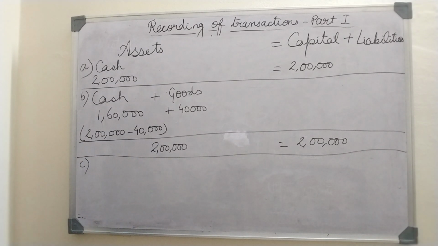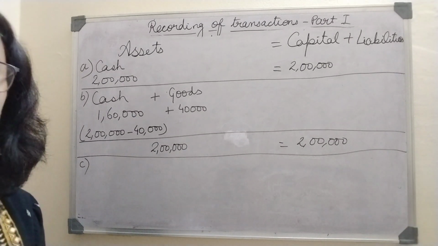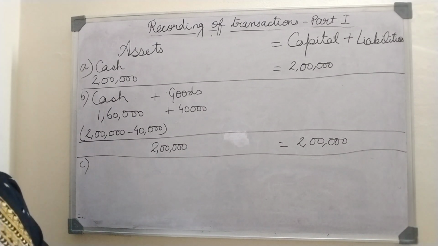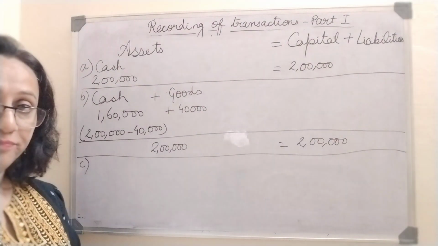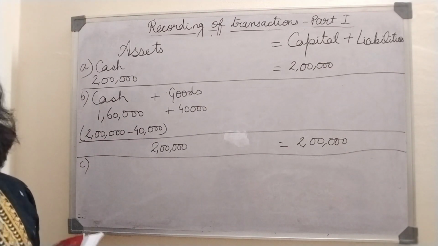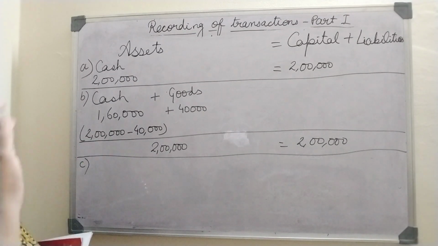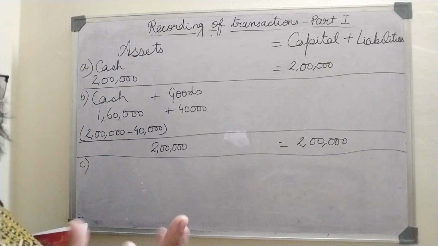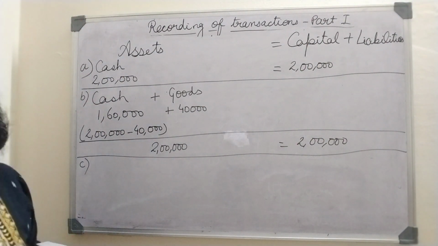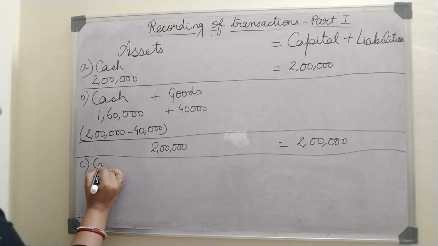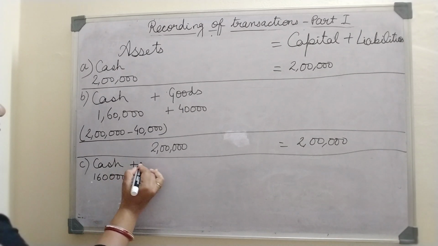Third says sold goods to Bhanu costing 10,000. Now when I have sold goods to someone, cash is not mentioned. It means I have given goods to the other person on credit, right? So it means he is my debtor. Debtor is a person who gives us money. Creditor is the person to whom we pay money, right? Don't forget, don't get confused. Debtor is an asset, creditor is a liability, right? So cash is not affected. Why? Because it is a credit transaction.